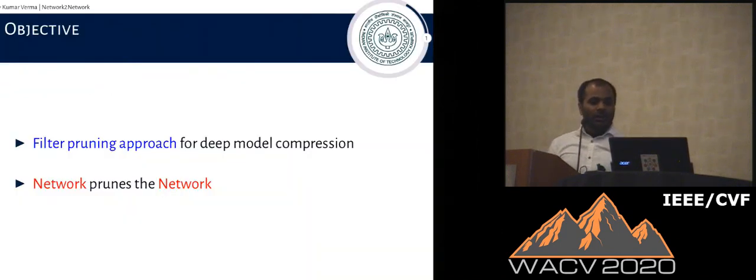So the objective is, there are two kinds of deep model compression approach. One is filter pruning, one is connection pruning. In this model, we are proposing a filter pruning approach. It is a very simple model, but it is interesting to see how we can prune one network with the help of another network.